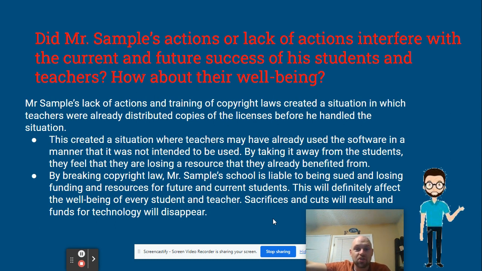Did Mr. Sample's actions or lack of actions interfere with the current and future success of his students and teachers? How about their well-being? Mr. Sample's lack of action in training on copyright law created a situation in which teachers were already distributed copies of the license before he handled the situation. This created a situation where teachers may have already used the software, and taking it away from students, they feel that they are losing a resource that the students need to benefit from.